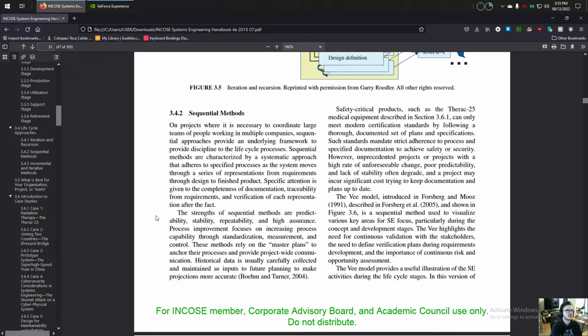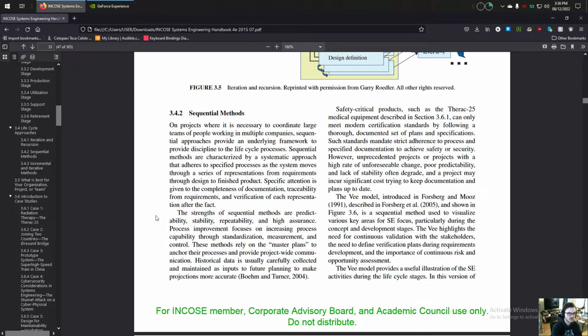Safety-critical products, such as the THERAC 25 medical equipment described in section 3.6.1, can only meet modern certification standards by following a thorough, documented set of plans and specifications. Such standards mandate strict adherence to process and specified documentation to achieve safety or security. However, unprecedented projects or projects with a high rate of unforeseeable change, poor predictability, and lack of stability often degrade, and a project may incur significant cost trying to keep documentation and plans up to date.